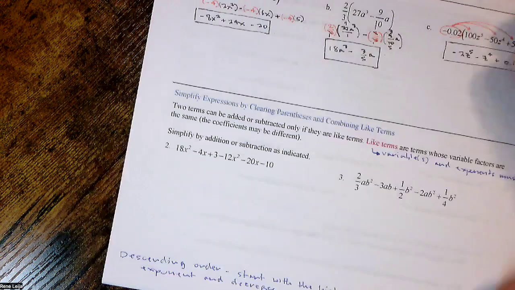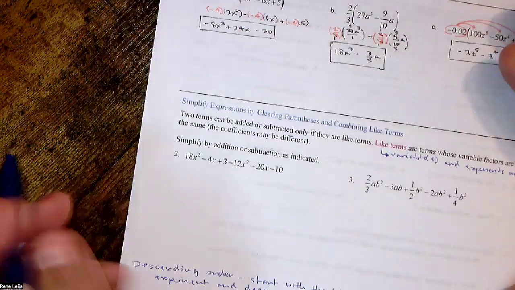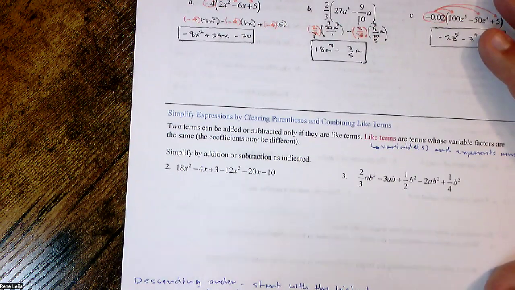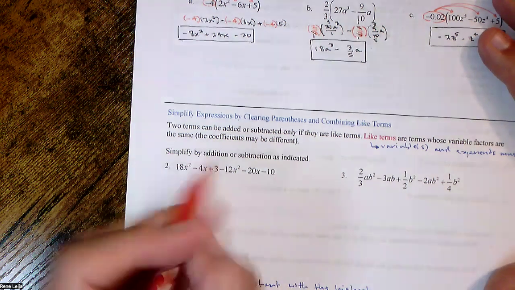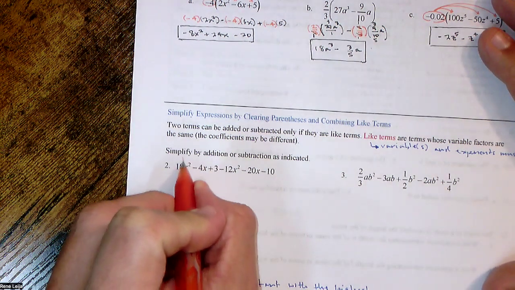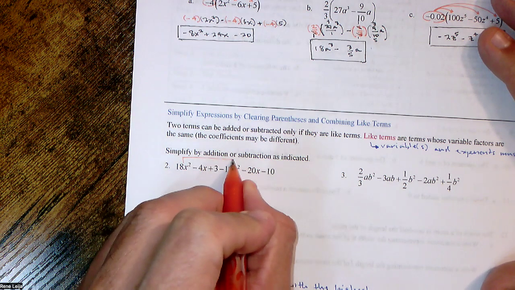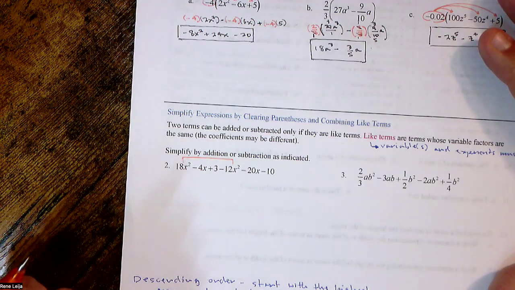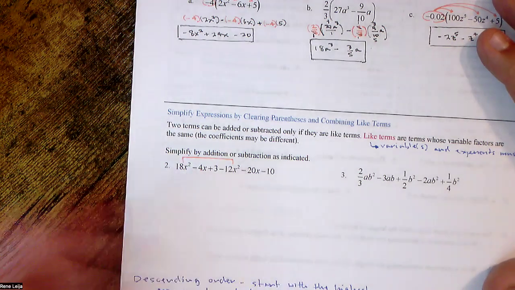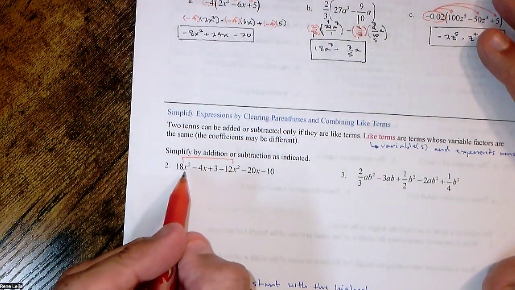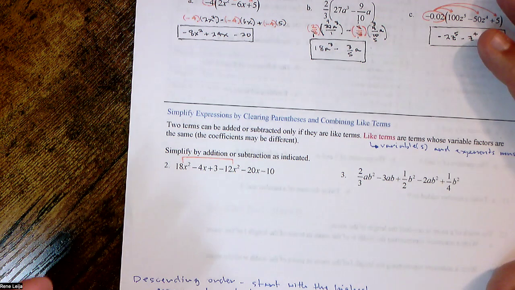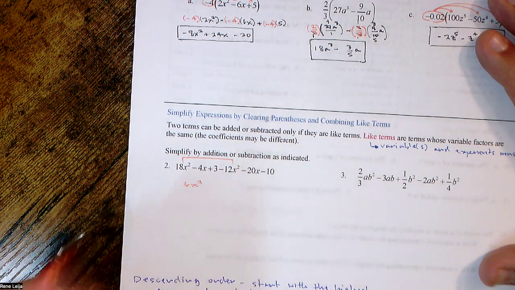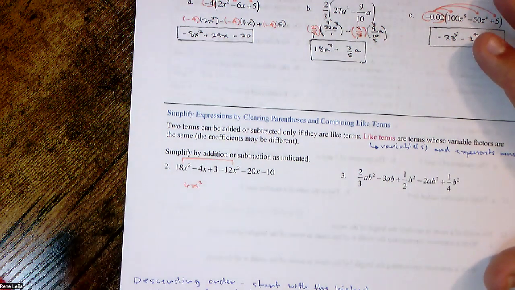Okay, so for number two, the highest exponent that we have, now remember, like terms means the variable and their exponents have to match. So these two terms are like terms because they both have x's and they are x squareds. Okay, so these are like terms. So now I want to combine them. Well, this is like saying if I have 18 apples and I put 12 apples back, how many apples do I have? Well, we have 6. And then I started with the x squared because that's the highest exponent.